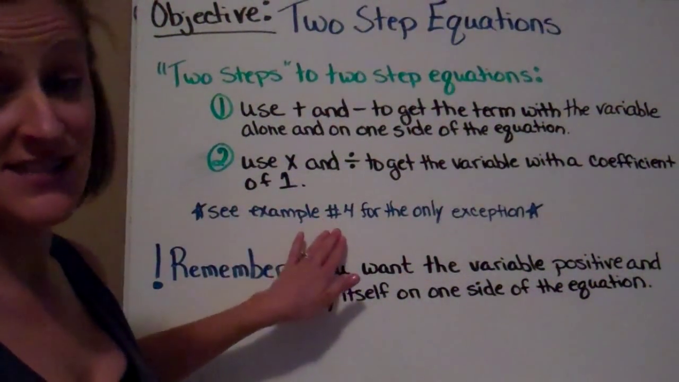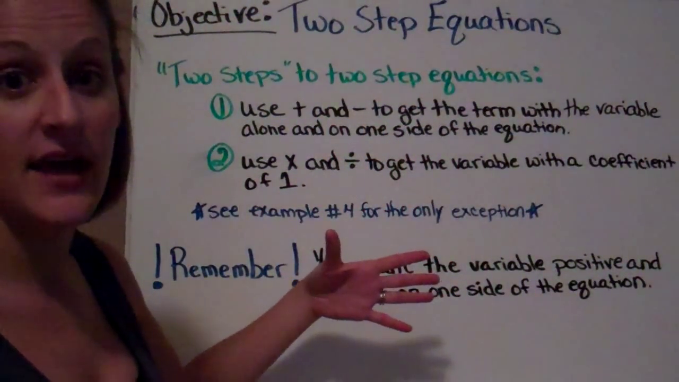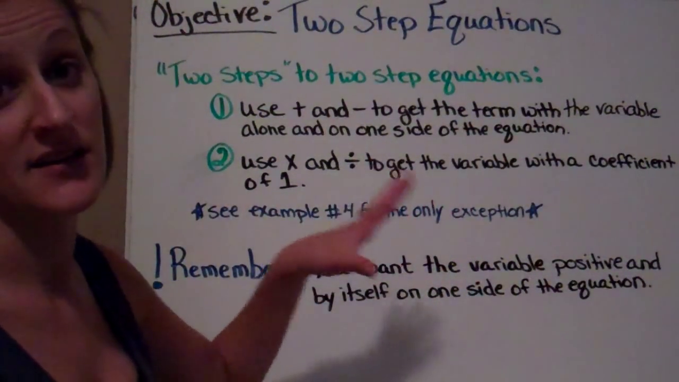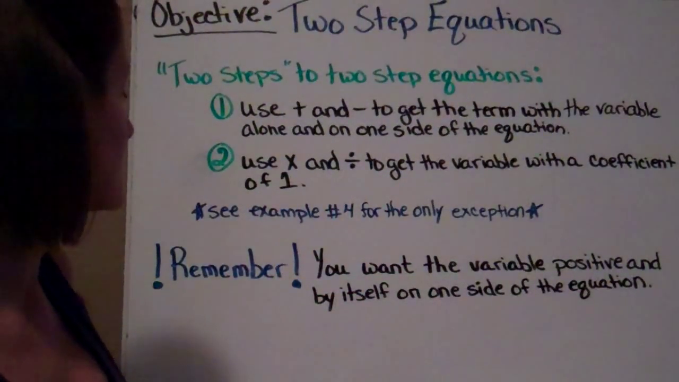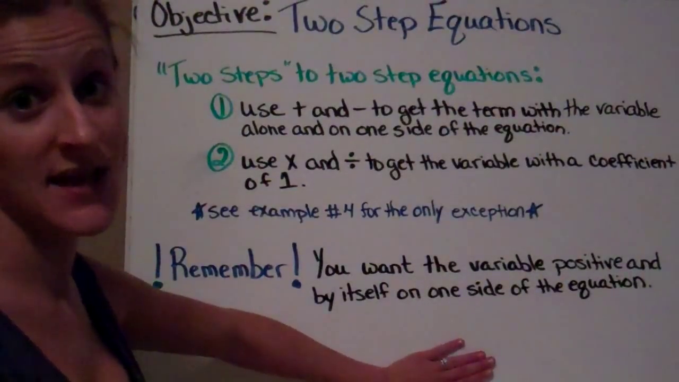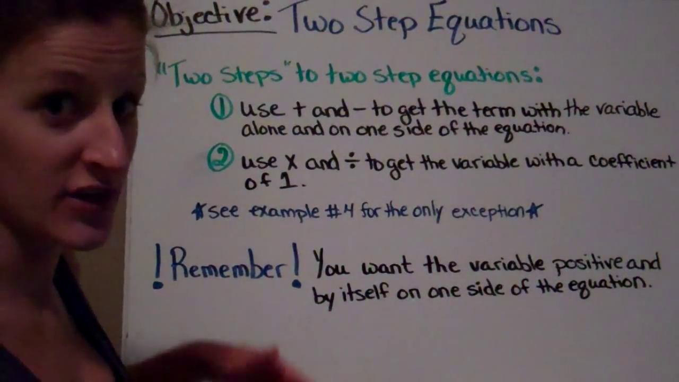Now, there is an exception to these two steps, and you'll see that in example number 4, but that's the only time that you'll have an exception to these two steps. Now remember, you want the variable positive and by itself on one side of the equation in order to solve the equation.